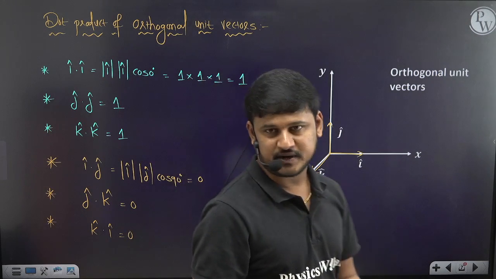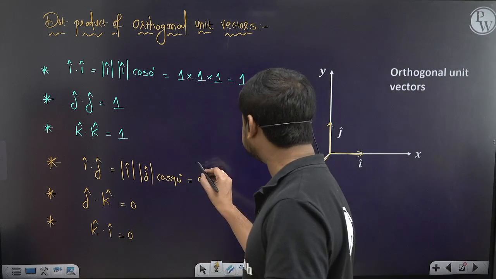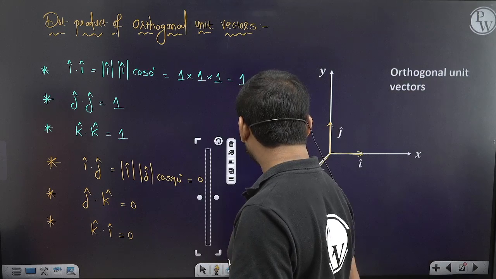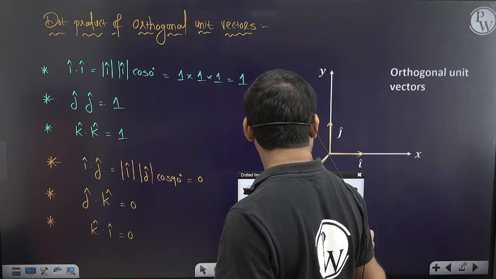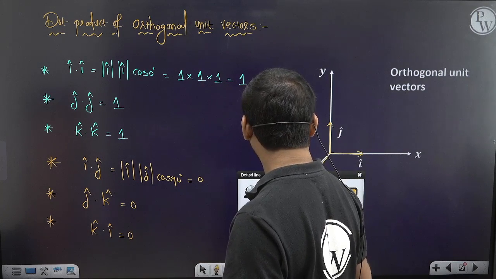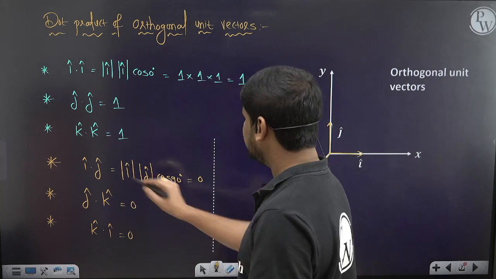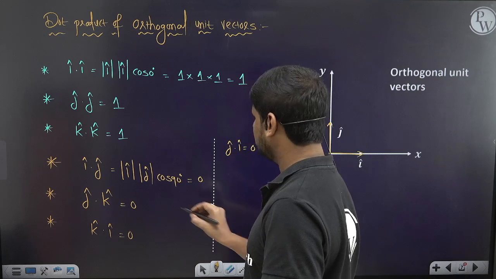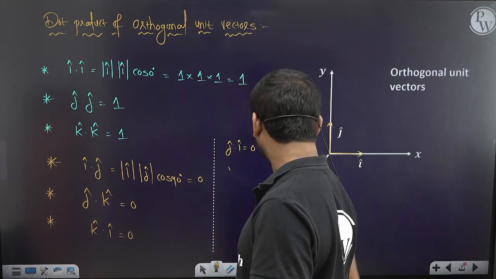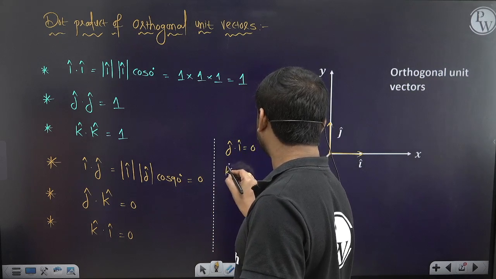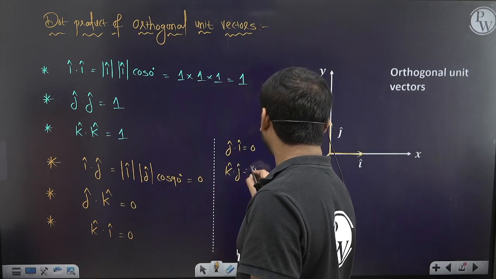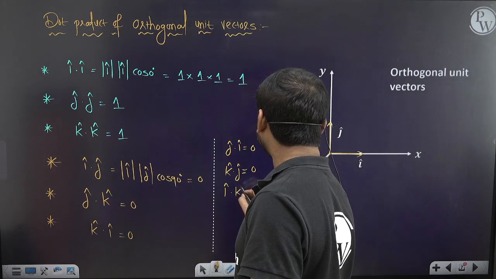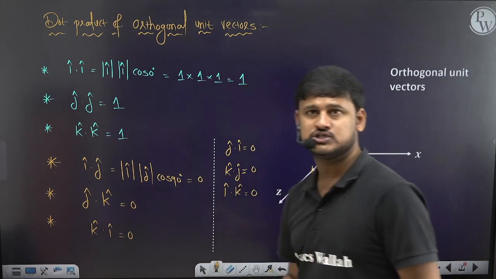Again, both are perpendicular. If i dot j is 0, then the vice versa is also true because the dot product is commutative, right? The dot product is commutative. So if i dot j is 0, then j dot i is also 0. If j dot k is 0, then k dot j is also 0, right? And if k dot i is 0, then i dot k is also 0.